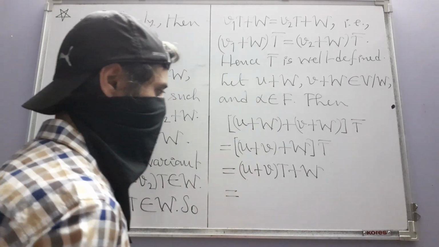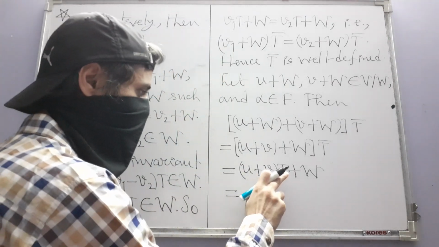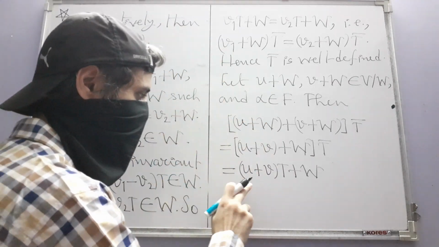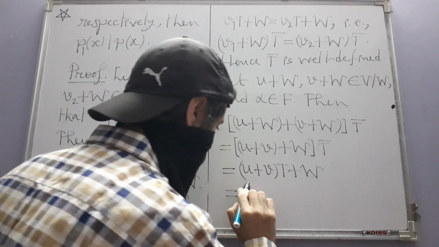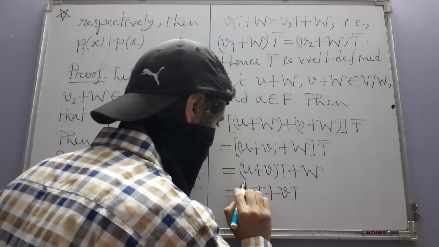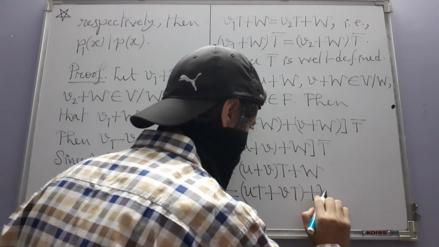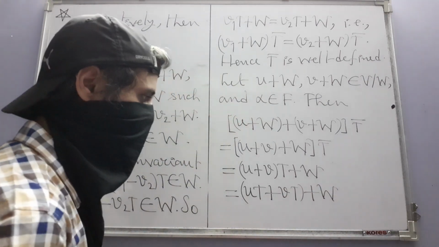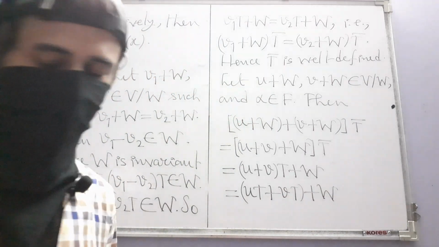And always go slow. Now T is a linear transformation on V and it respects addition. So we have uT plus vT. And use as many parentheses, as many brackets as you want to make it more clear.